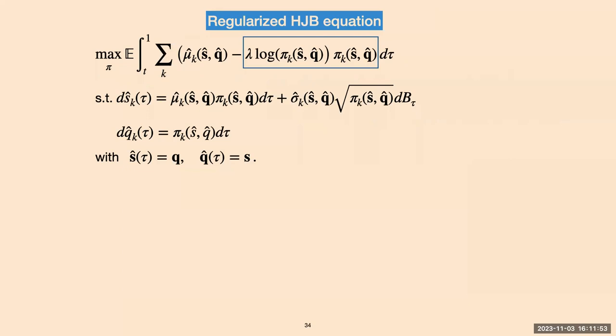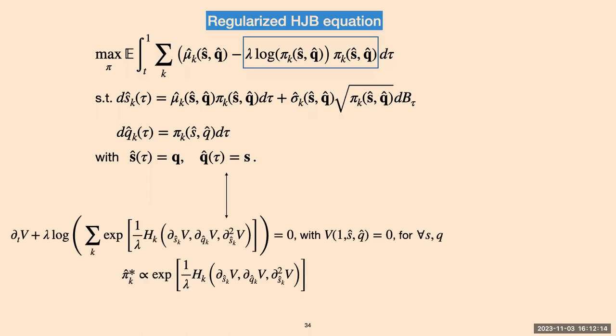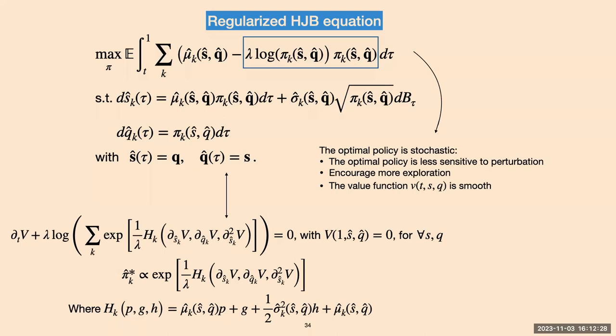This term will prevent your policy from becoming deterministic, because when pi is equal to zero, then log pi is going to be negative infinity. So this will generate an optimal policy that will always be stochastic. And for this regularized version of the HJB equation, we end up with something like this.